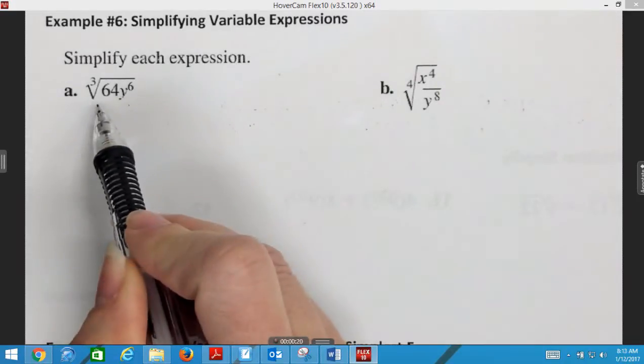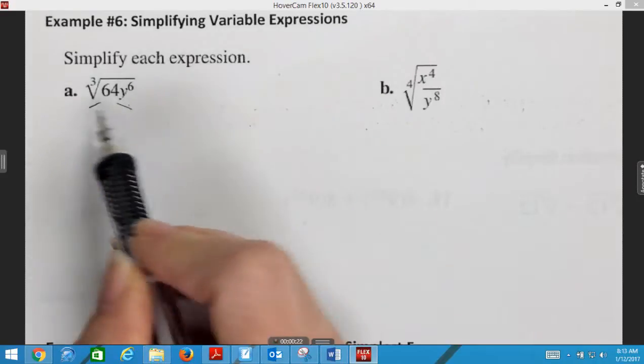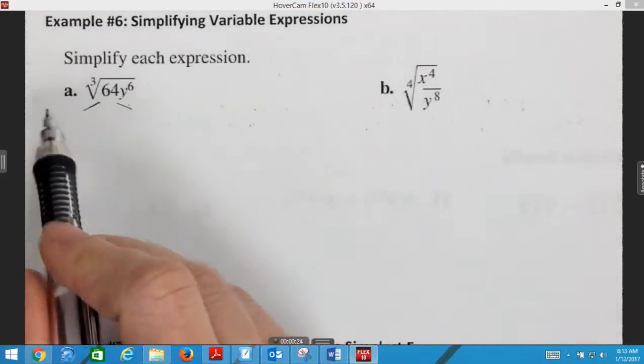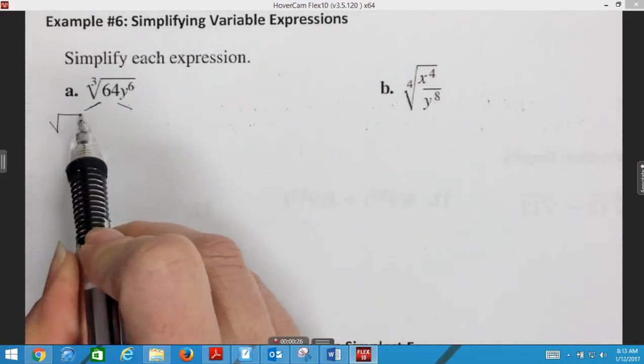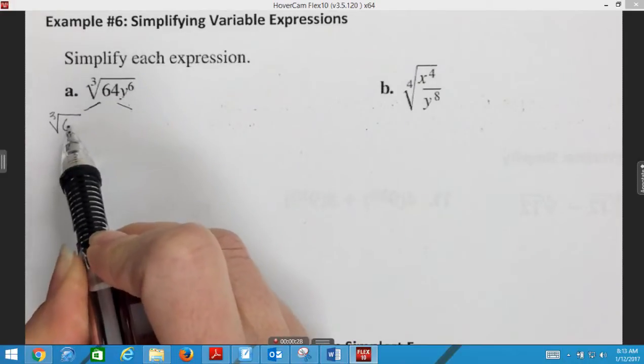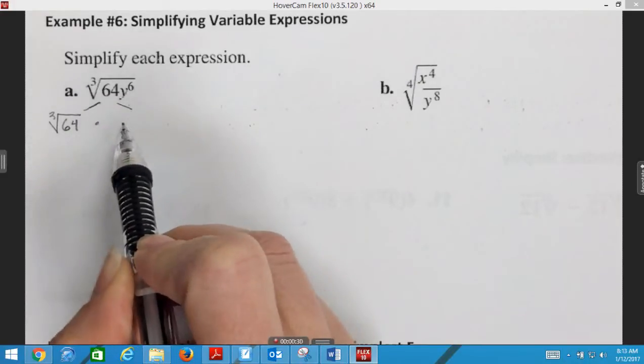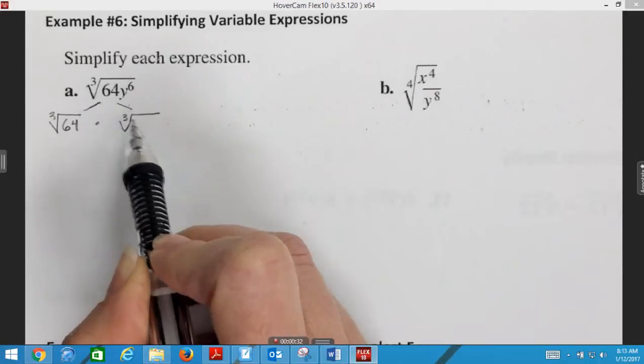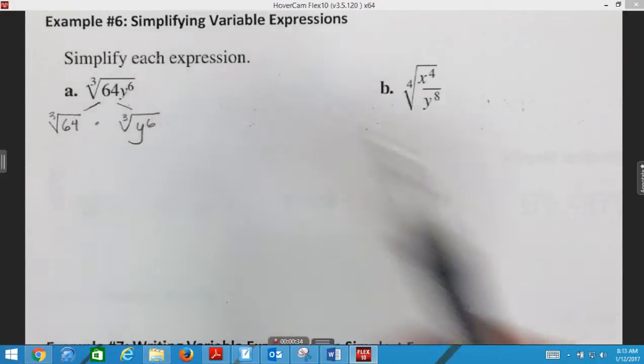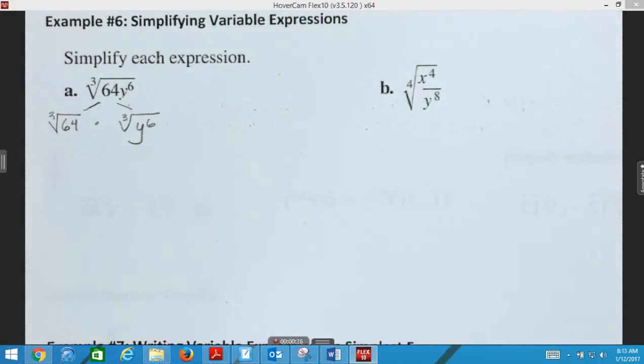We use our product rule that says that we are allowed to write the cube root of 64 times the cube root of y to the 6. I would highly suggest we go ahead and start by separating those, and then just kind of look at them differently. We're going to look at the numbers differently than we look at the variables. The cube root of 64.